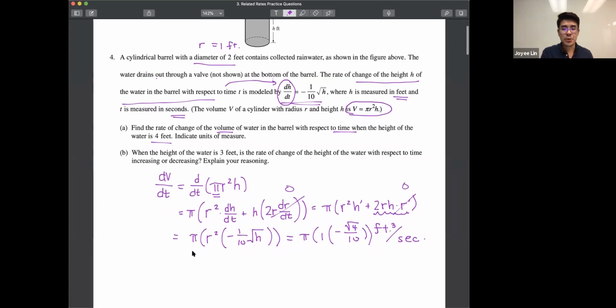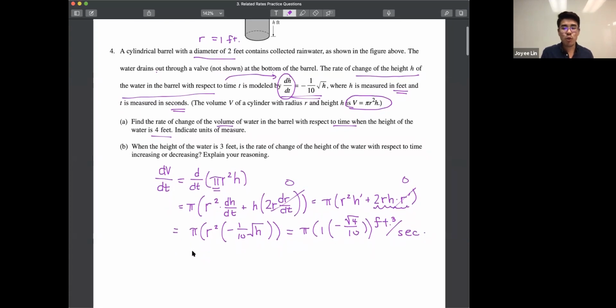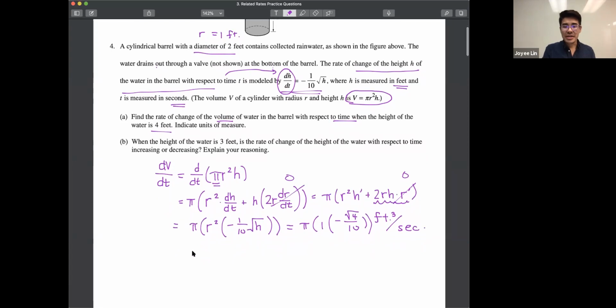All right, part 2. It says when the height of water is 3 feet, is the rate of change of height of water with respect to time increasing or decreasing? And then the ominous words of explain your reasoning. So let me show you the wrong way to do this. The wrong way to do this is just to plug in 3 into this and call it a day. Okay, that is absolutely the wrong way of doing it.